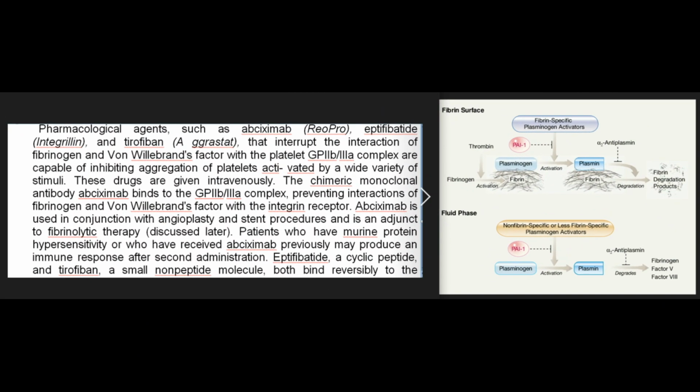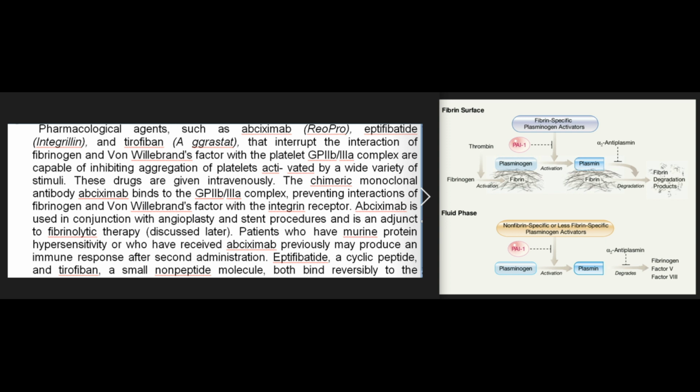Pharmacological agents, such as abciximab (ReoPro), eptifibatide (Integrilin), and tirofiban (Aggrastat), that interrupt the interaction of fibrinogen and von Willebrand's factor with the platelet GPIIb/IIIa complex are capable of inhibiting aggregation of platelets activated by a wide variety of stimuli. These drugs are given intravenously.